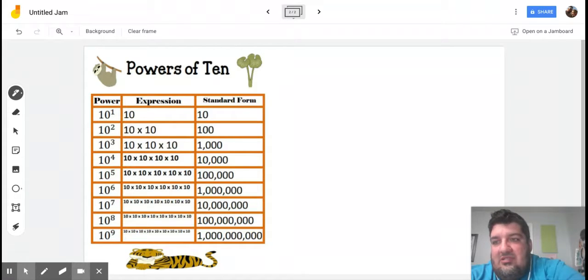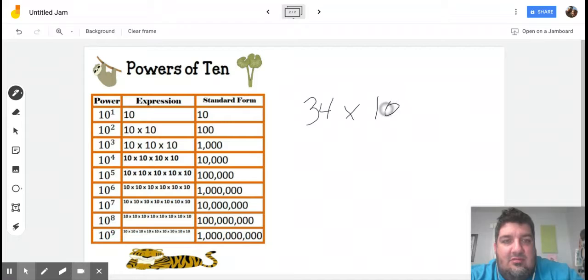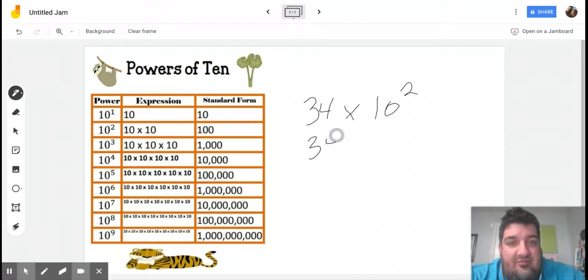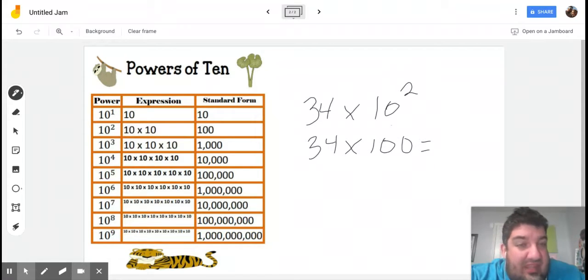So let's try this out. First thing we need to do is, if we're thinking about the number 34 times 10 to the second power, what does this really say? Well, 10 to the second power is 100. And some of you are like, Mr. Morrison, we just add 2 zeros. And technically that is right.